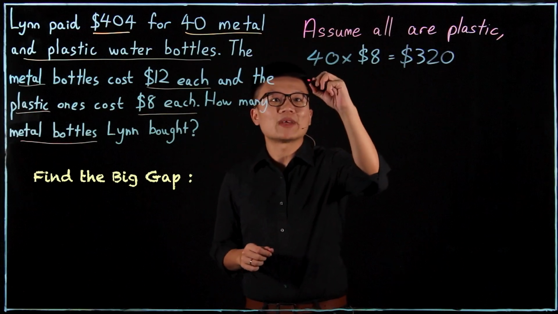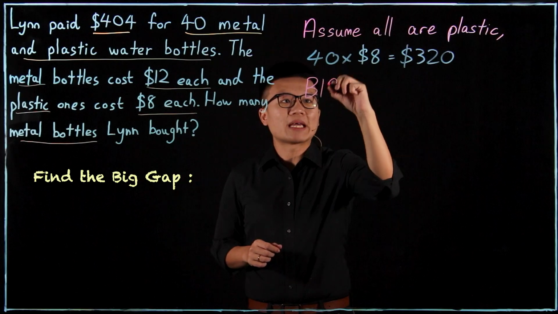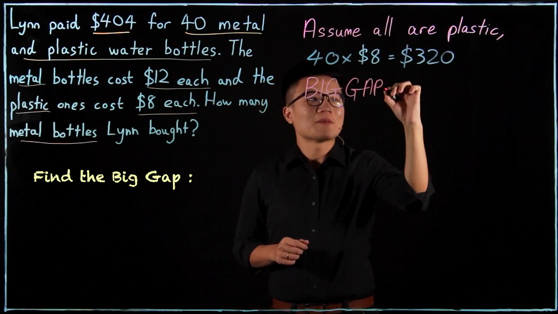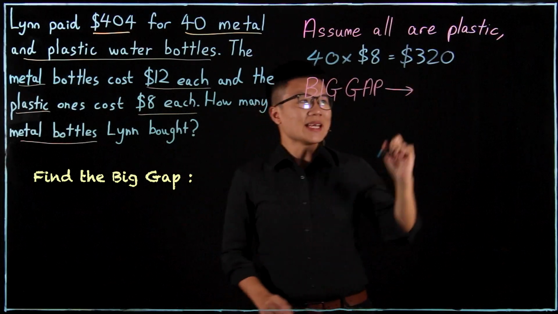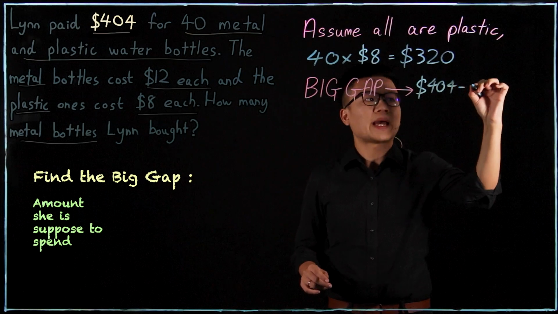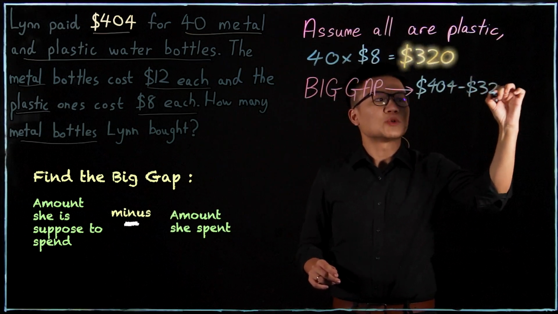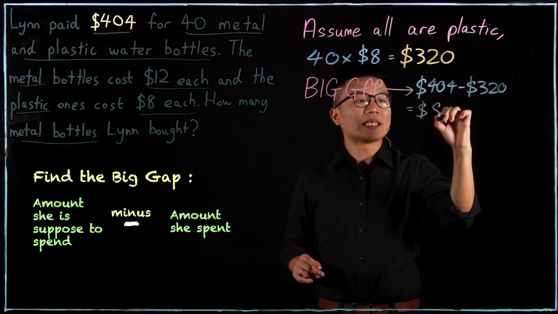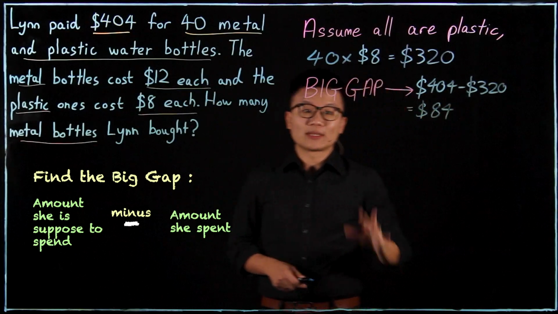gap. So let's find the big gap, shall we? So when we write big gap, we make it really big. Big gap. It will be $404, which is the money she should spend, minus $320, which is the amount of money that she spent in real life. So you'll find out it's $84. Alright, so that's the big gap.